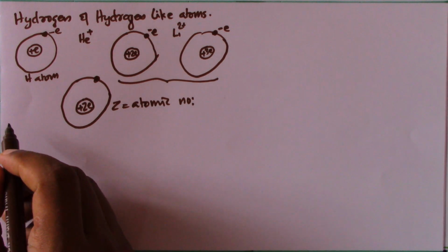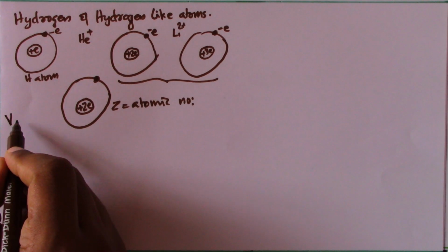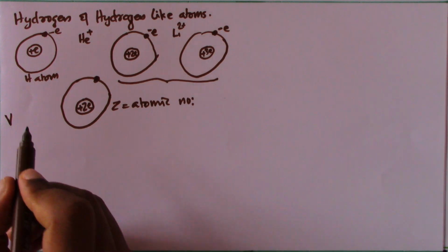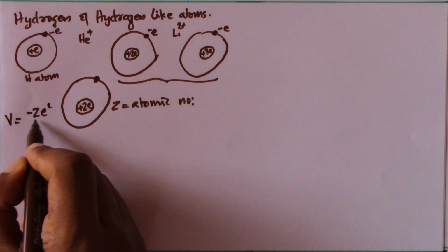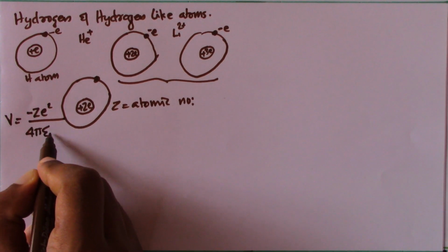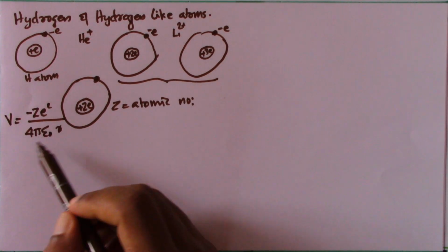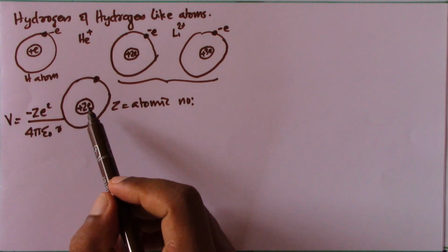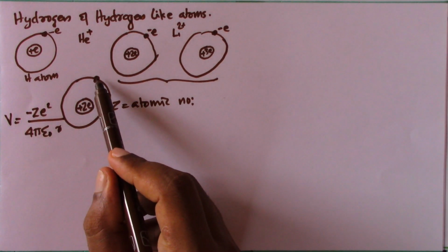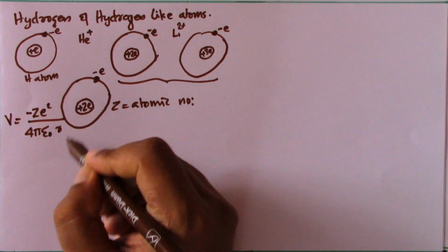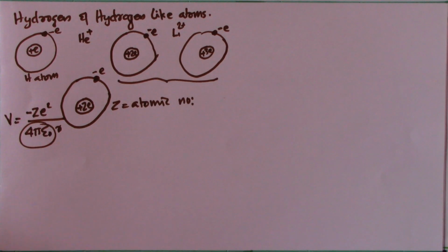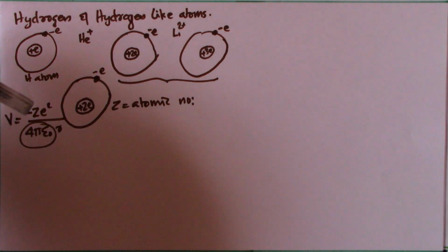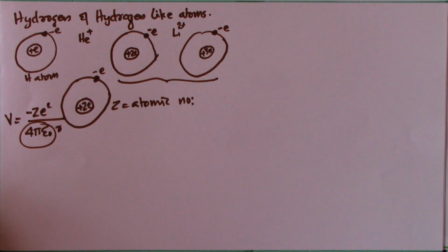The attractive potential energy in this case, we represent potential energy as V. So V is equal to minus Ze squared divided by 4 pi epsilon 0 r. This is the potential energy due to attraction between the charge plus Ze and minus e. And the term 4 pi epsilon 0 appears here because we are expressing this in SI units. So this is the potential energy of the system.